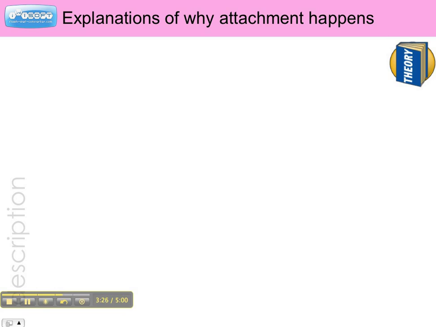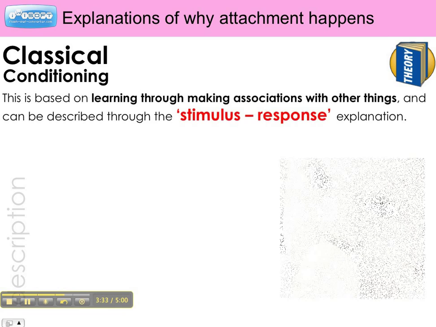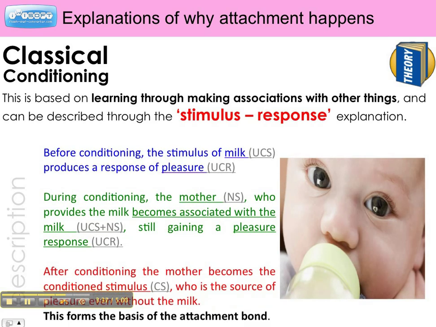The second part of the behaviourist theory is that of classical conditioning. This is based on the stimulus-response explanation. So it's based on learning through making associations with other things. This is the process.